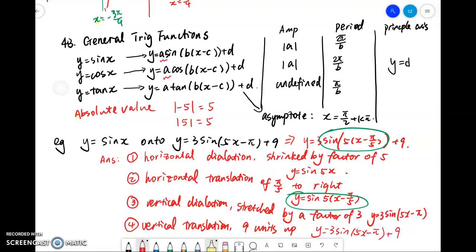All right, so this is the full set of steps for doing the function translation. Okay, this is a short video, and in the next video I'm just going to recap reciprocal trig functions.